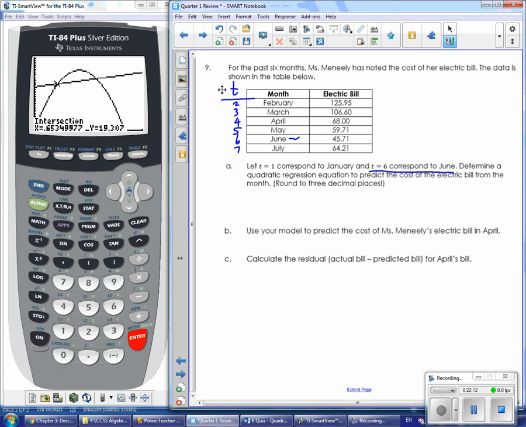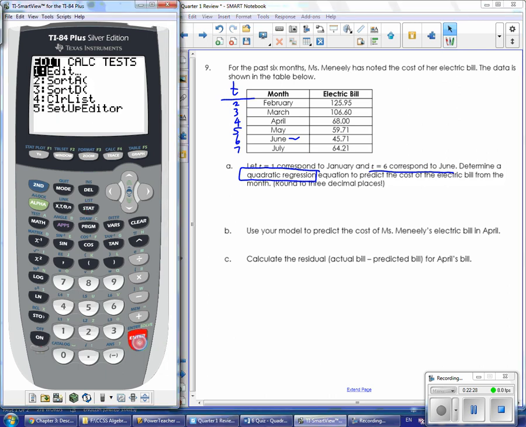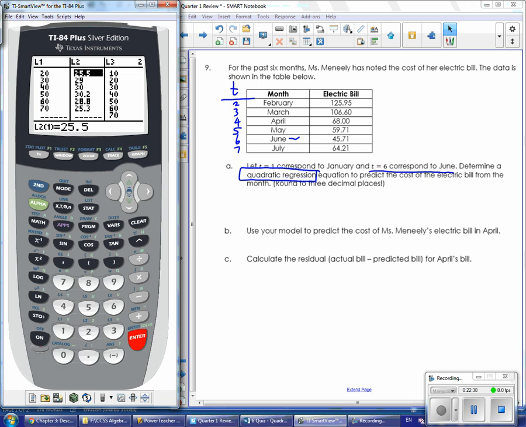And it says to determine a quadratic regression equation to predict the cost of the electric bill from the month. And it says to round to 3 decimal places. So because it tells me specifically to do quadratic regression, I need to enter this data into my calculator. If you hit stat and then enter, what we want to do is go into our list and enter the data. So let's go ahead and do that together.